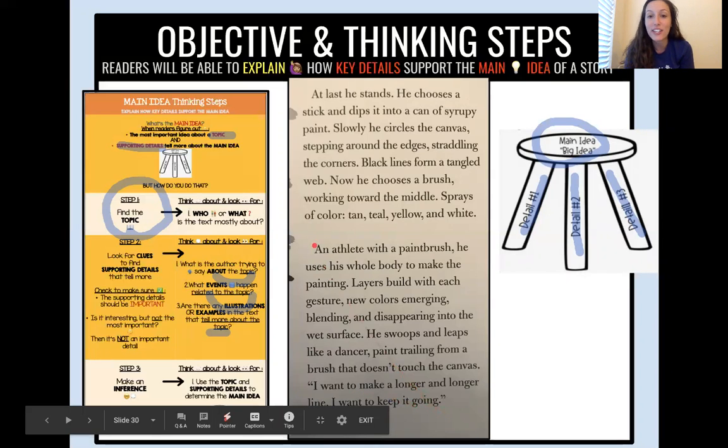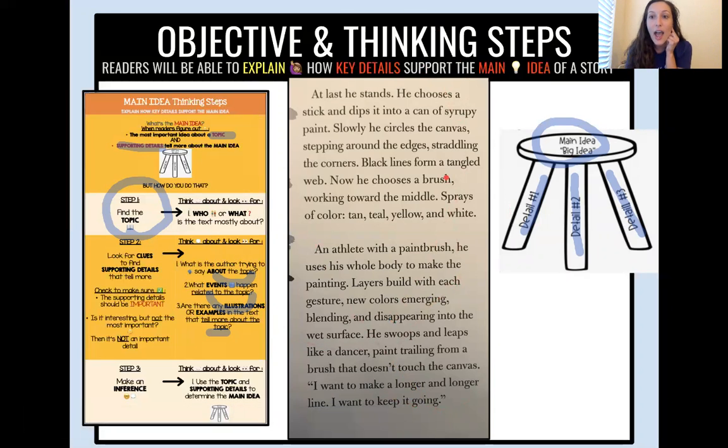Alrighty, we have reached the end of our page. Take a moment to think about what you heard, and now we're going to look for the topic. Who or what is the text mostly about? So for the topic here, to show my thinking steps, I'm going to say step 1, the topic is Jackson Pollock. That is who this page is mostly about. The whole time there are no other characters, it's only Jackson Pollock, and the only thing the author is telling us is how he paints.